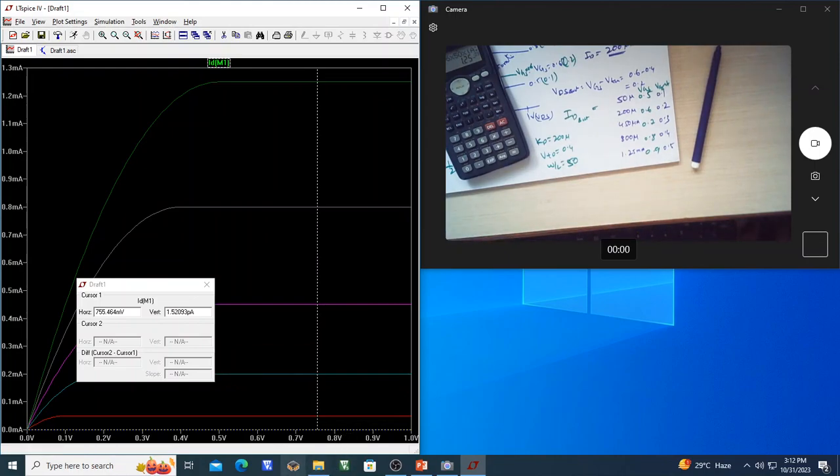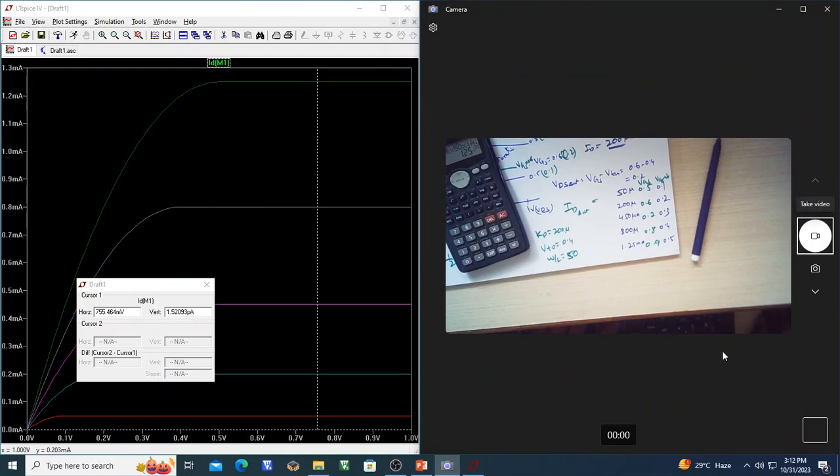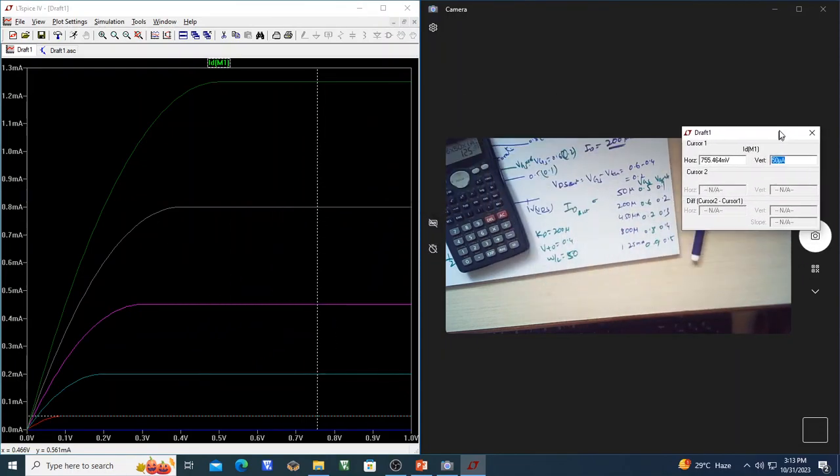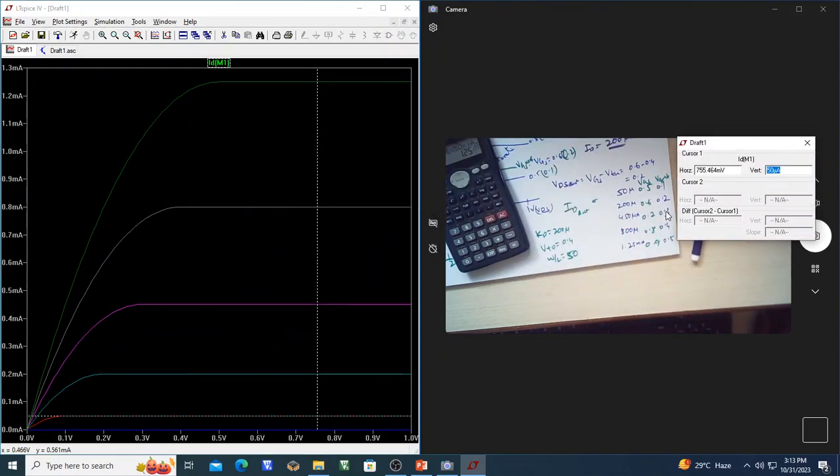Then you can use the arrow key in your keyboard. You can just use this. Just move to. Okay, now you can see I moved to. This is for VGS of 0.5, and you can see that is 50 here. This is 50, this is 50.